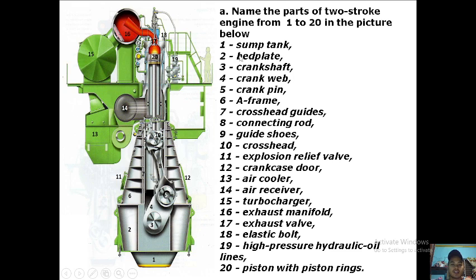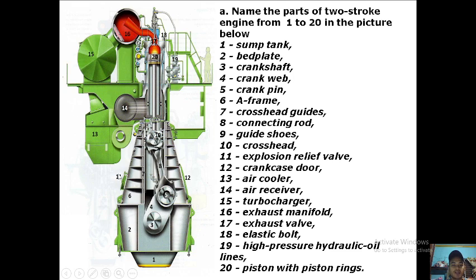Okay, so let's answer. Number 1 is the sump tank. Number 2 is the bed plate. 3 is the crankshaft. 4 is the crank web. 5 is the crank pin. 6, this one is the A-frame or the frame. 7, here we have the crosshead guides. 8 is the connecting rod. 9 is the guide shoes or slippers, or guide slippers or guide shoes. 10 is the crosshead here.